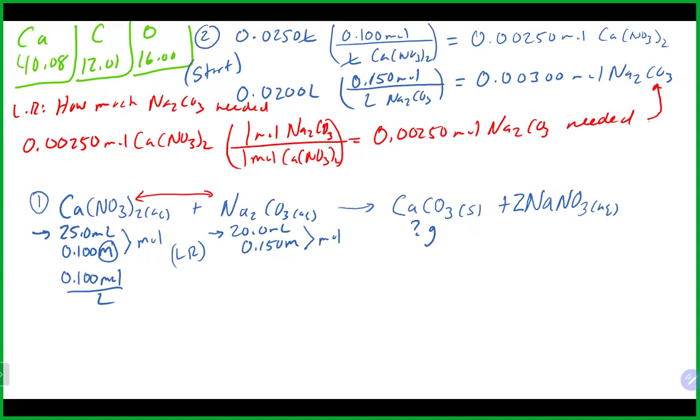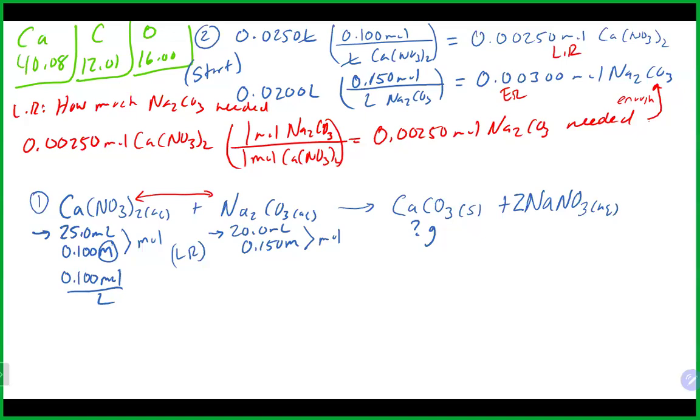I do have enough. I have 0.003 to start with. I only need 0.0025. So I do have enough. So once again, that means that this guy is going to be our excess reagent, and it is the calcium nitrate in this case that's going to be our limiting reagent. Remember, that's not always the smallest number. So you've got to actually do a calculation to determine it. Any questions on that there?